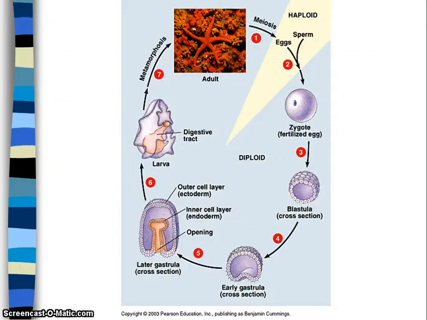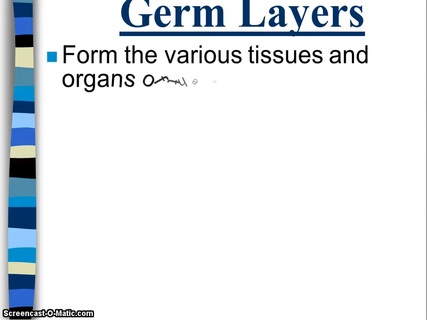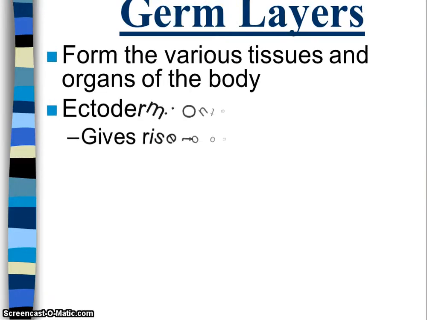So just to kind of show you, okay, sperm and egg unite. Sperm and the egg were formed by meiosis. A zygote forms. Then this goes through repeated divisions to form a blastula. Gastrula is this indentation, and that's what forms the germ layers. Okay? So, the germ layers form the various tissues and organs of the body.